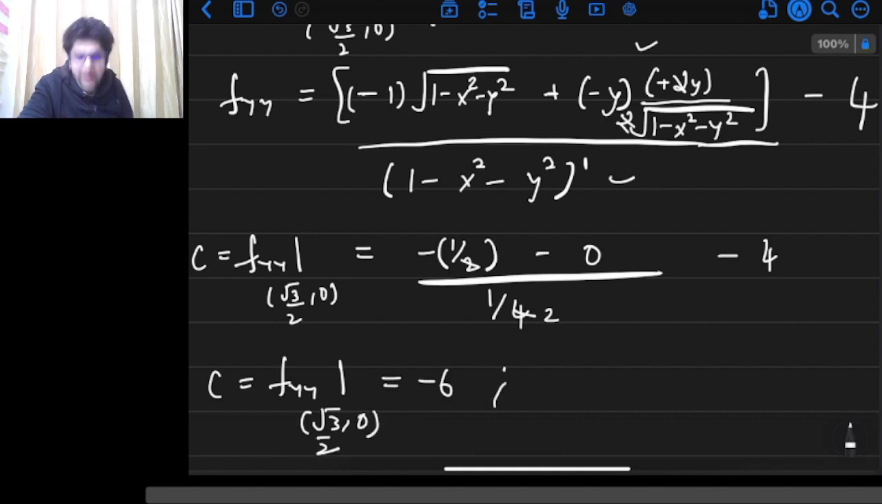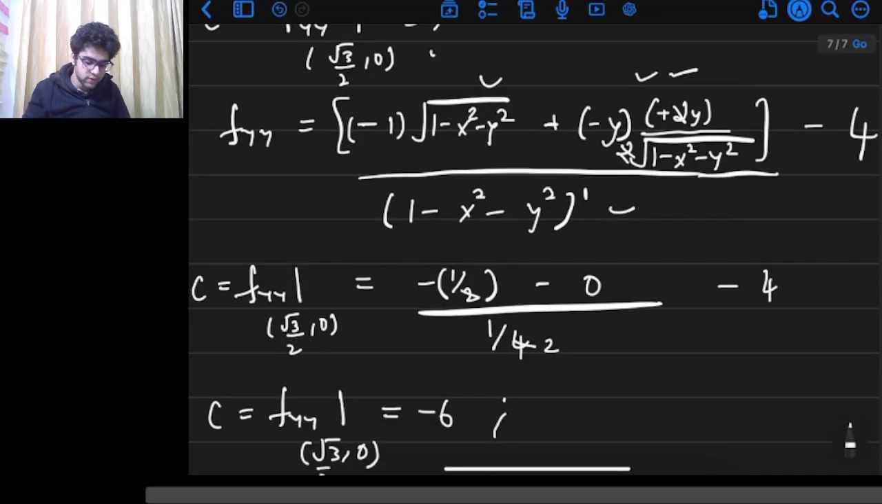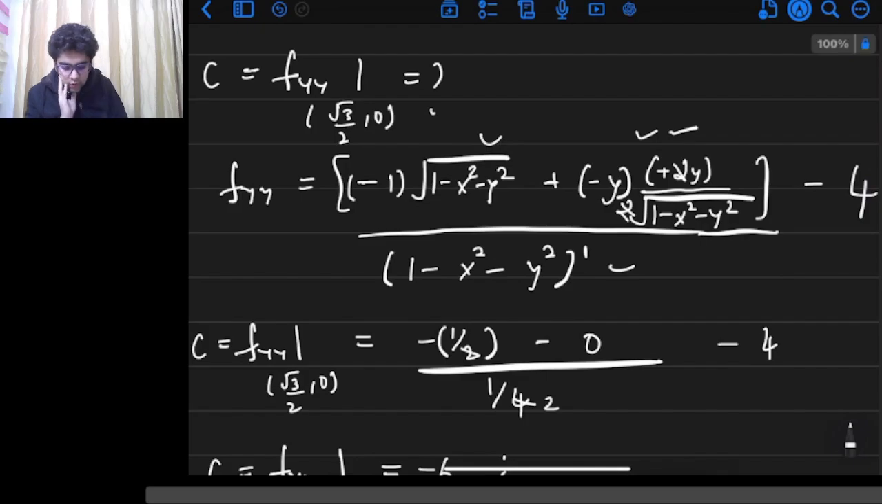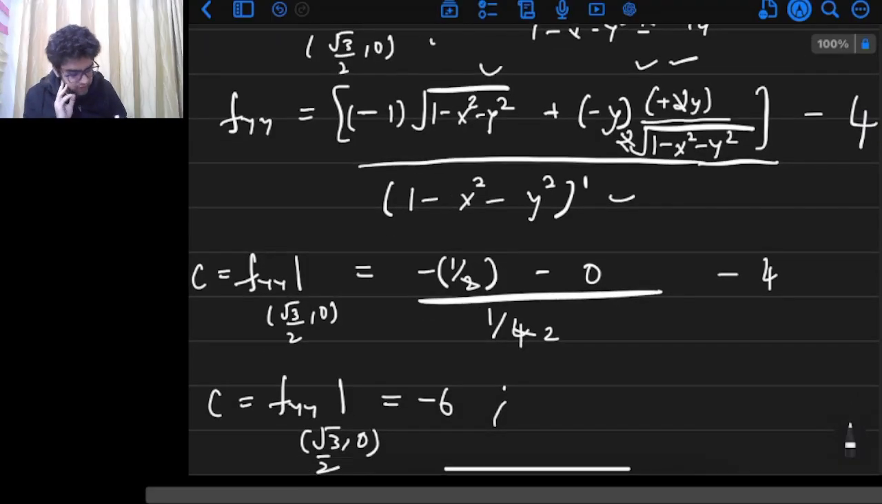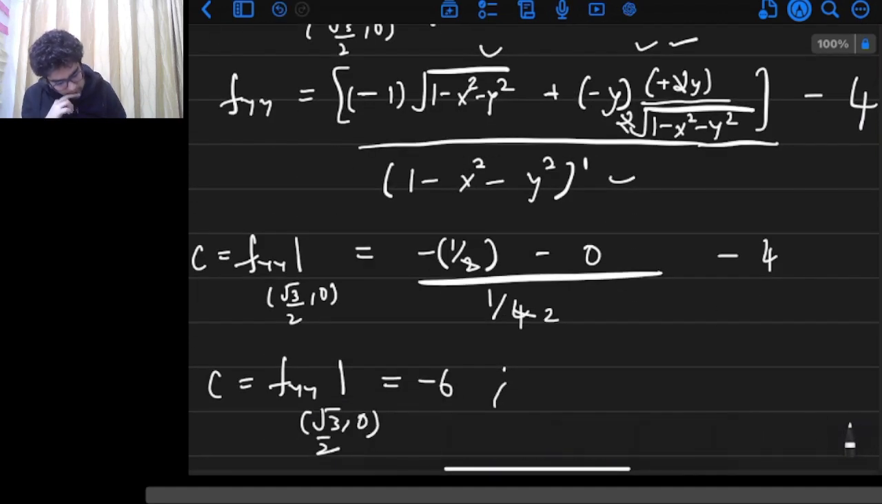So this turns out to be minus 6. And if I try to find the value of C at minus root 3 by 2 comma 0 also, then also the value turns out to be the same, because this expression becomes 0 because y is 0, and this expression remains the same because we need to find the square of x, right? So this again gives me 1 by 4 only, right? So 1 minus x square minus y square turns out to be 1 by 4 only, right? So the whole expression becomes the same for the point minus root 3 by 2 comma 0 also, right? So the C is also the same here.